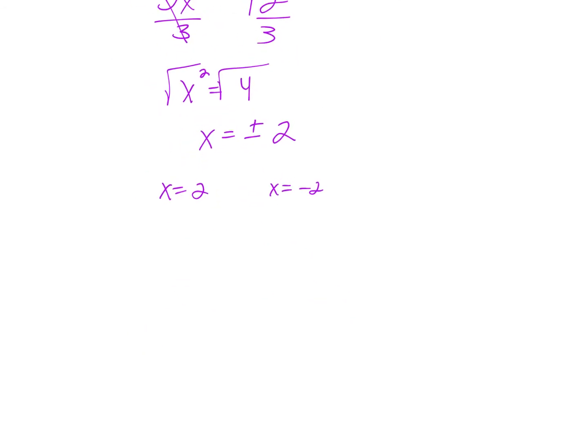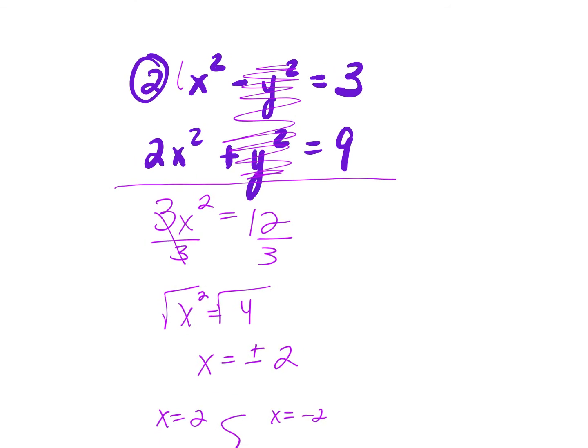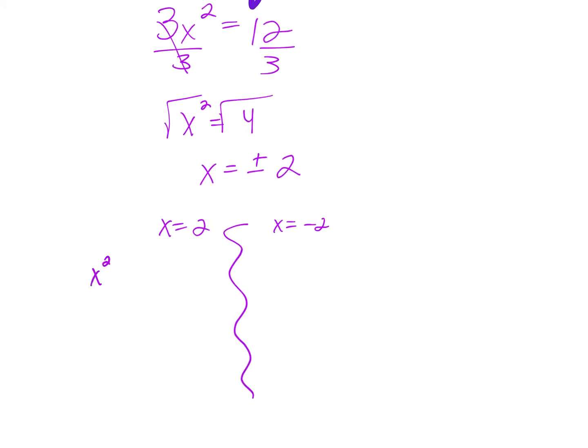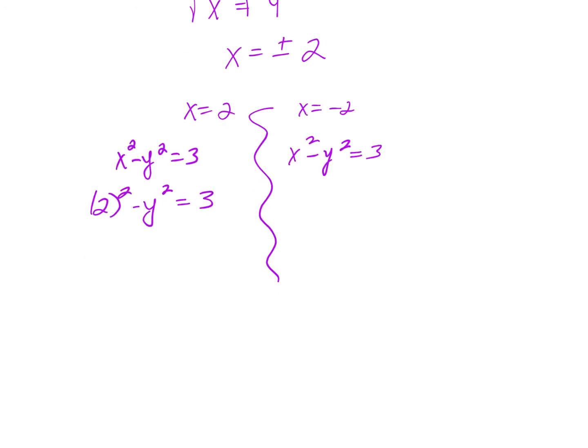So now I take those two answers and I'm going to plug them in to one of my original equations. Which one looks a little simpler? The top one, right? X squared minus y squared equals 3. So plug in your x. You have 2 squared minus y squared equals 3. 2 squared is 4. And I'm going to subtract 4 from both sides, right? So I get negative y squared equals negative 1.